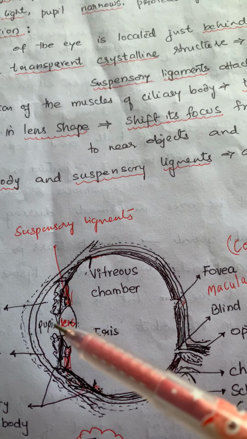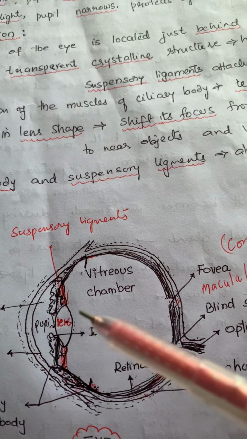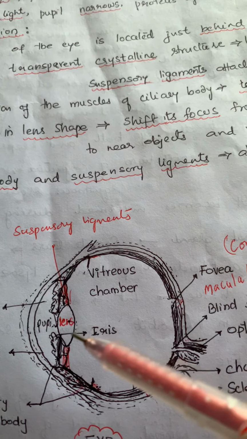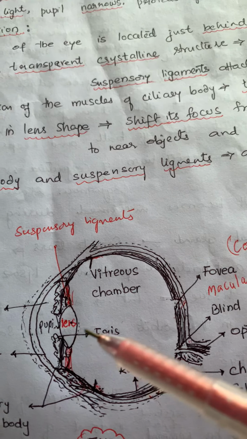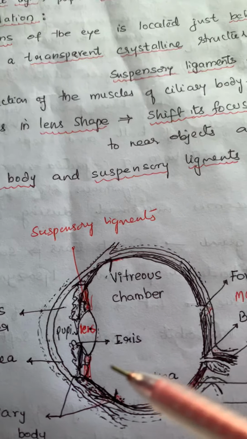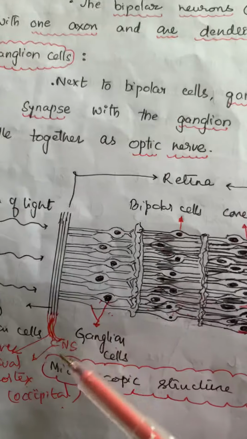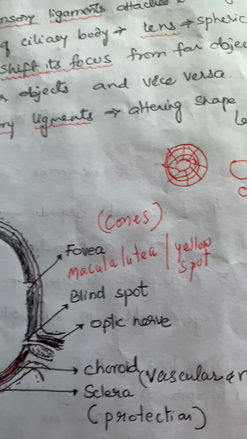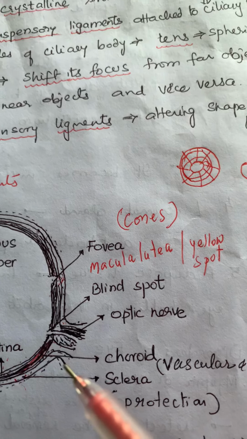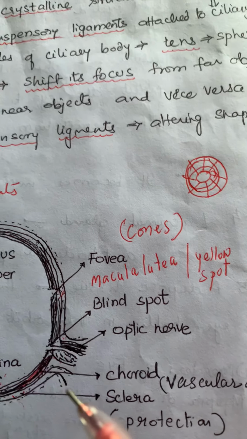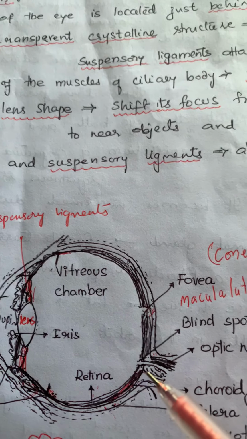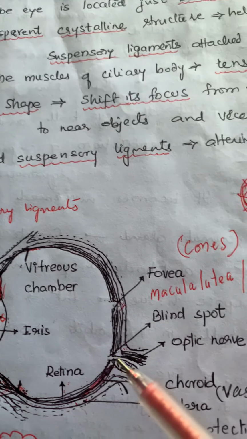And the pupil is present, which is the opening, and behind the pupil and the iris there is a lens which is transparent, held by the suspensory ligaments. Now coming to the optic nerves that leave the eye, they leave the eye and the blood vessels enter the eye through the posterior pole of the eyeball.